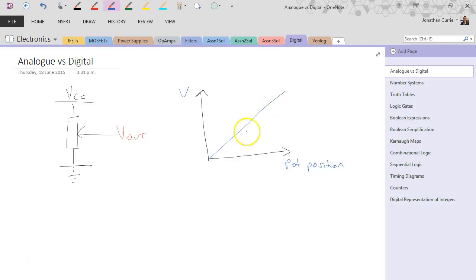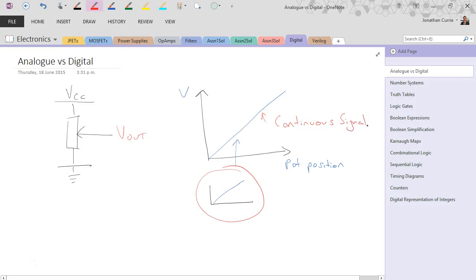But what we note is that even if we zoom in on this curve, we would still see a smooth continuous line. In other words, an analog signal is a continuous signal. There's no discrete steps in it. That's quite fundamental. So analog, like the voltage here, and I'll just write this up here.